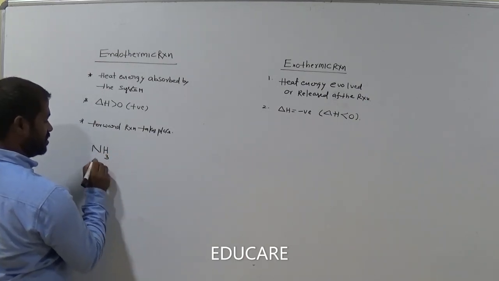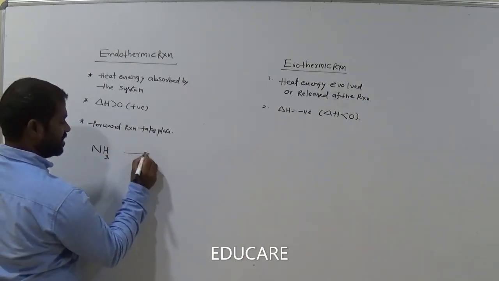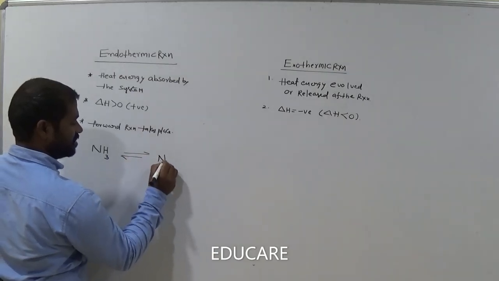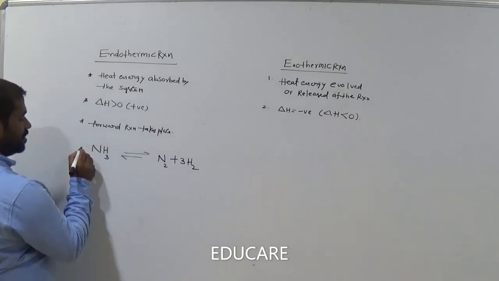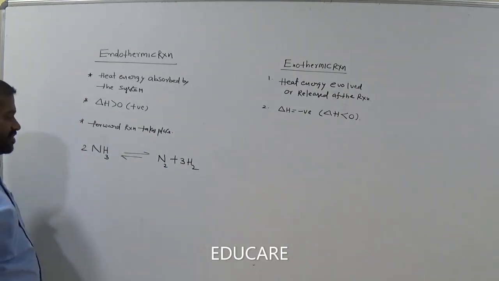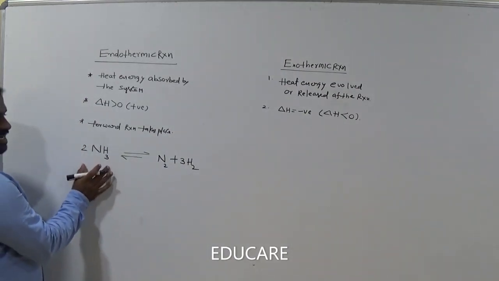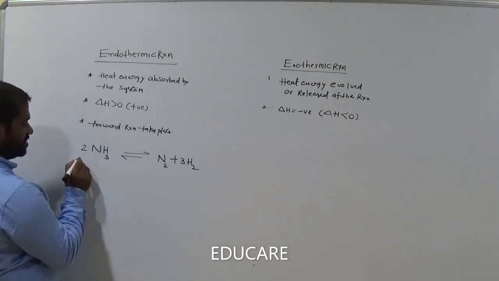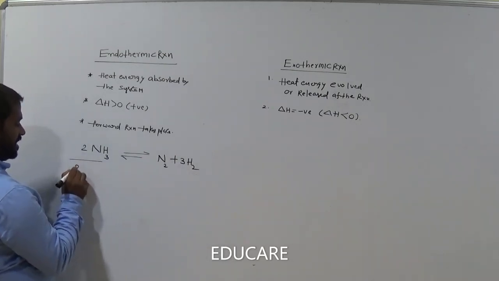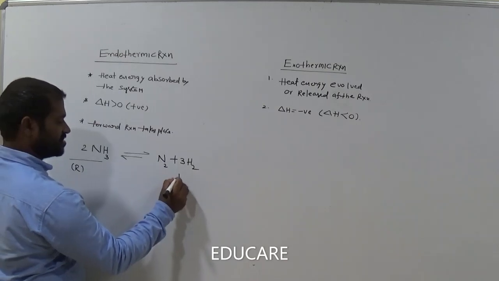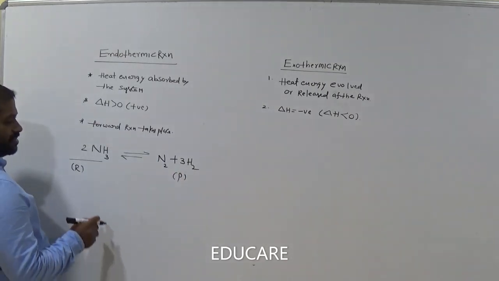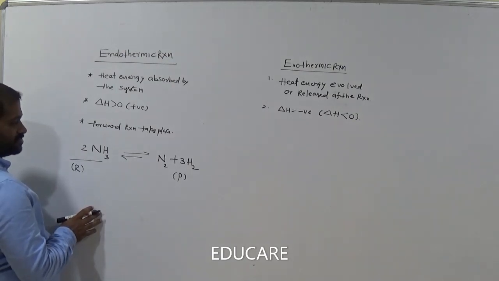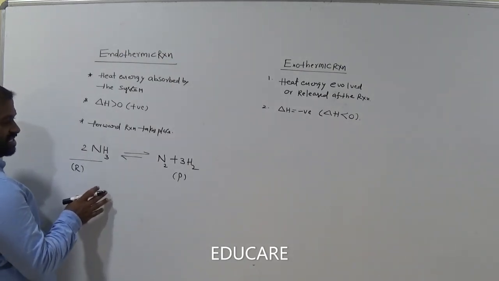Ammonia is a reversible reaction: N2 plus 3H2 gives 2NH3. Now this one is the reactant, this one is the product. Now this term is the reactant and this one is called the product. Am I right? Is it clear?